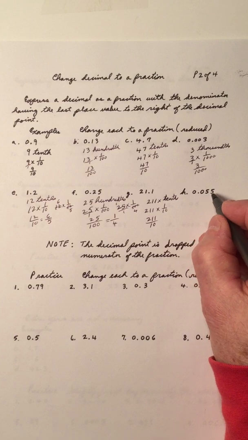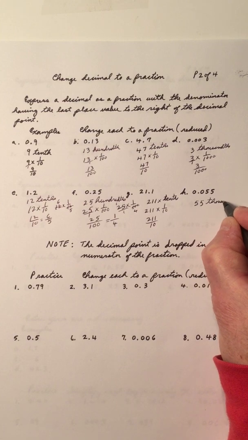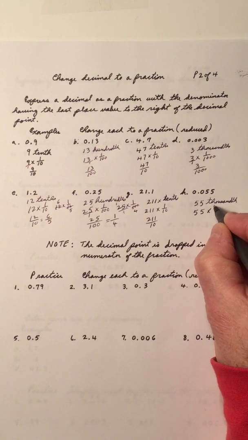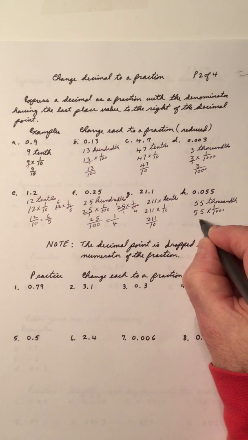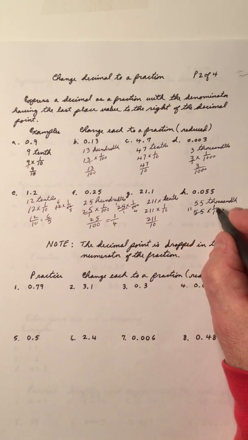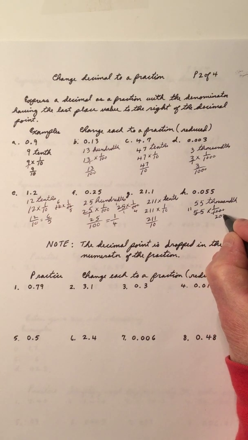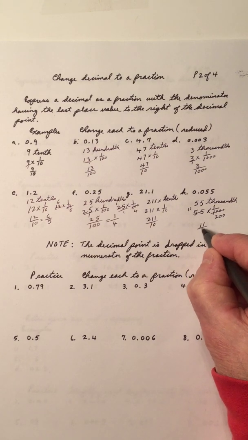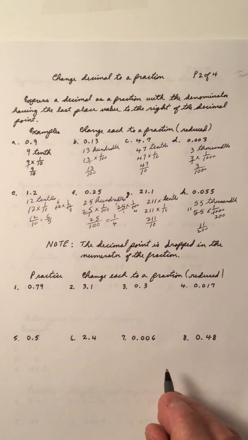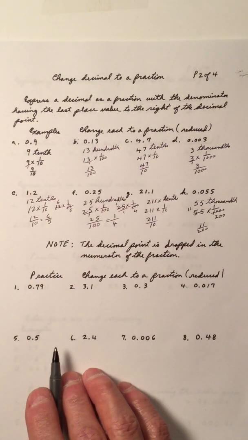And decimal 0.055 is 55 thousandths. So that's 55 times 1 over 1,000, which is, we can cancel here. 5 into that goes once, 11. 5 and 5 goes once, 5 and 5 goes once. 5 into 1,000 goes 200. So that gives me 11 over 200. So I could multiply and then cancel, but it's easier to cancel first. The decimal point is dropped in the numerator. Notice there's no decimals in the numerator.